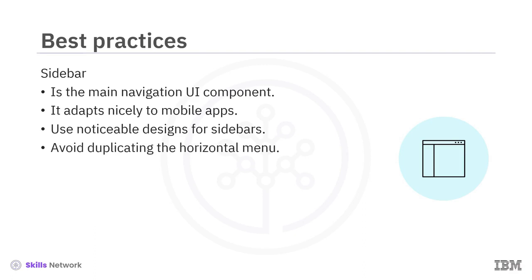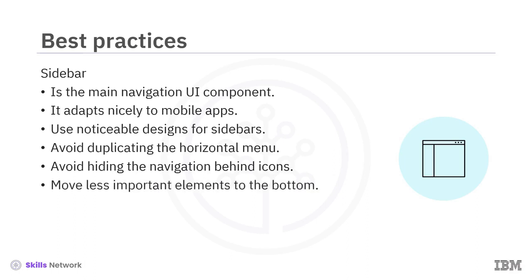Another recommendation is to avoid duplicating the horizontal menu. The duplication of the same menu items may lead to confusion for the users. Another best practice is to avoid hiding the navigation behind icons. Instead, use labels with icons so that the navigation for users is familiar to them. Lastly, move less important menu links to the sidebar's bottom.